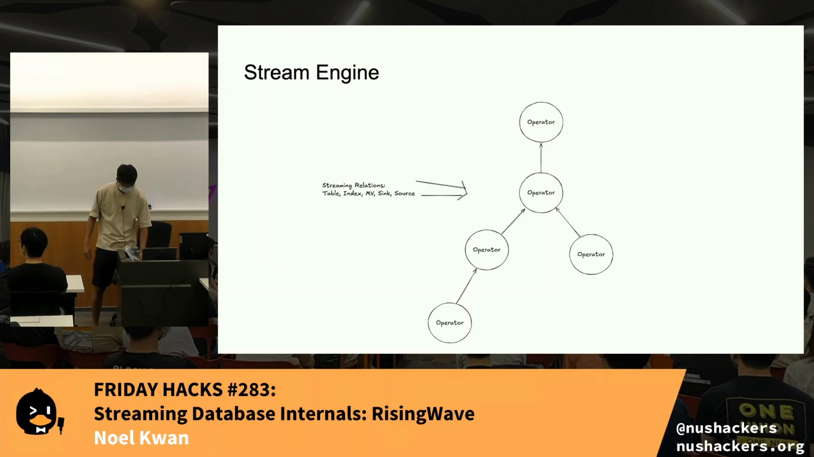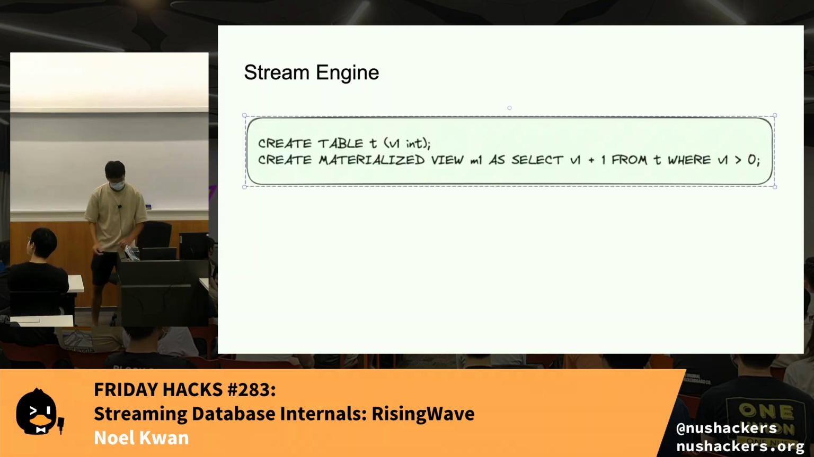I'm actually going to go over some concrete queries now to show you what kind of operators they are, because this is still quite abstract. It's like, okay, operators, what are these operators? I'm going to show you how it actually maps over. If you look at these two queries, you have a table T here, and then another materialized view. All this materialized view does is select values from T which are greater than 0, and then add 1 to them. That's it. It's pretty straightforward.